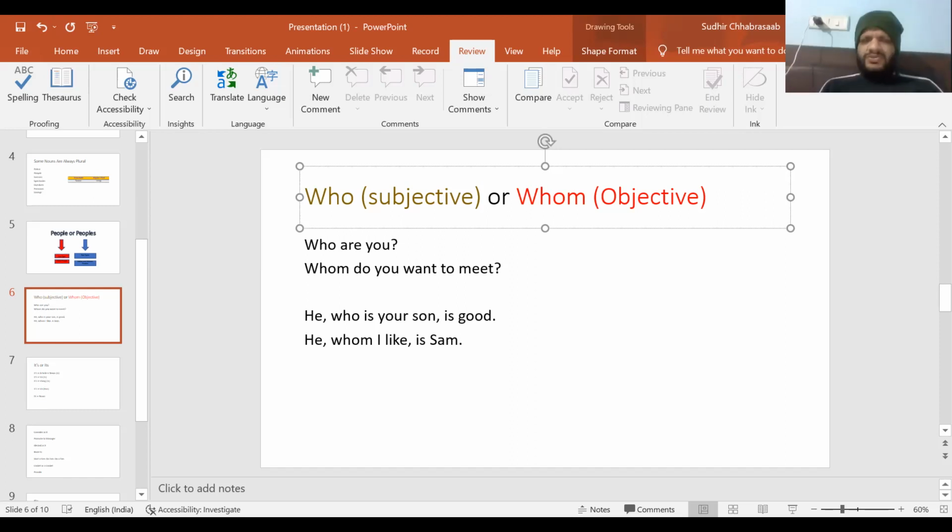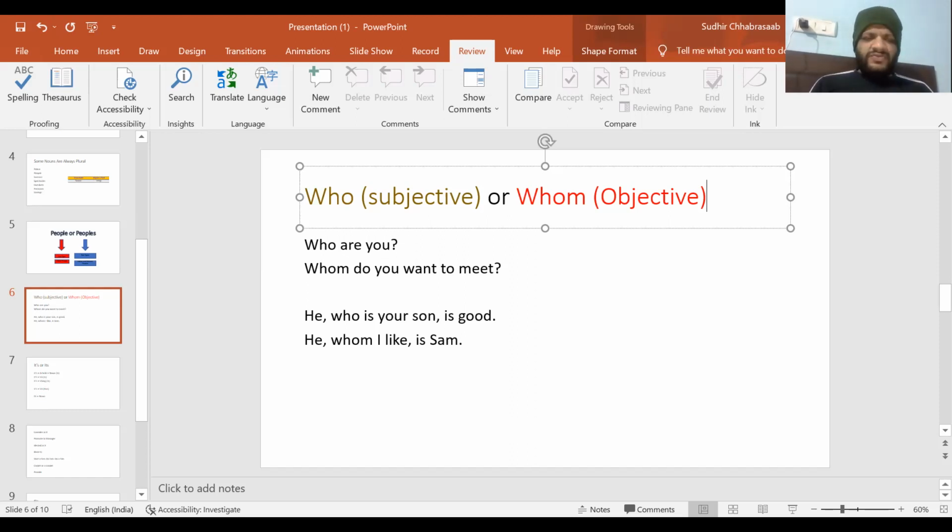So in that sense, if you refer to something of either category, you can use the appropriate word from these two. Suppose I have to say "tum kon ho", so I'm referring to the existence of the person, as in who has the existence. So I'm talking to the subject: who are you?